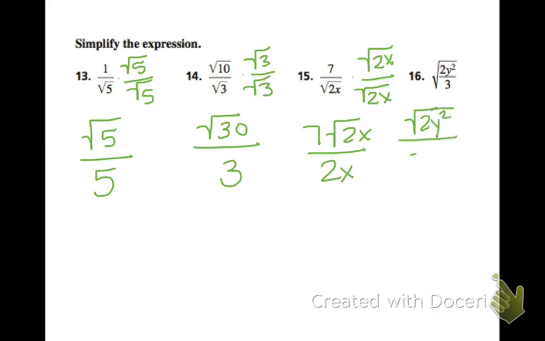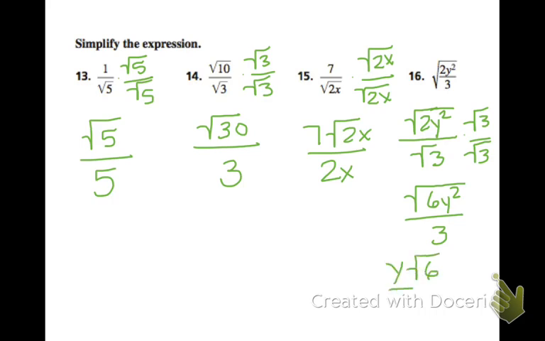For 16, you can see this as the square root of 2y squared over the square root of 3. So what we're going to multiply by is the square root of 3 over the square root of 3. So when you simplify the top, this 2 times 3 will be 6y squared over 3, but the top can be simplified a little further because y squared is a perfect square, so we can get y square root of 6 over 3. Okay, so these are all of the solutions.